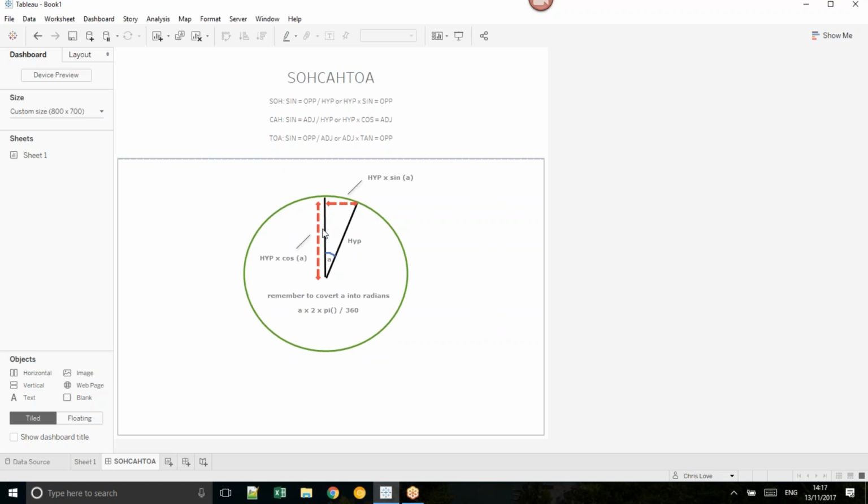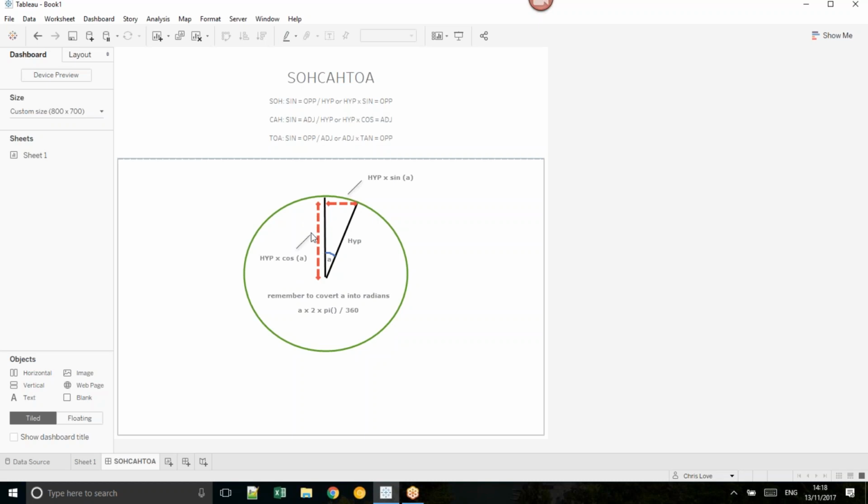Opposite over adjacent. How do I use those to find the coordinates of this point? Well, it means that I simply multiply by the hypotenuse. So we rearrange this equation here. Rather than sine equals opposite over hypotenuse, we multiply by the hypotenuse to get hypotenuse multiplied by the sine of the angle equals this distance here. Similarly, if we multiply the hypotenuse by the cosine of the angle, we'll get this distance, the y distance here.